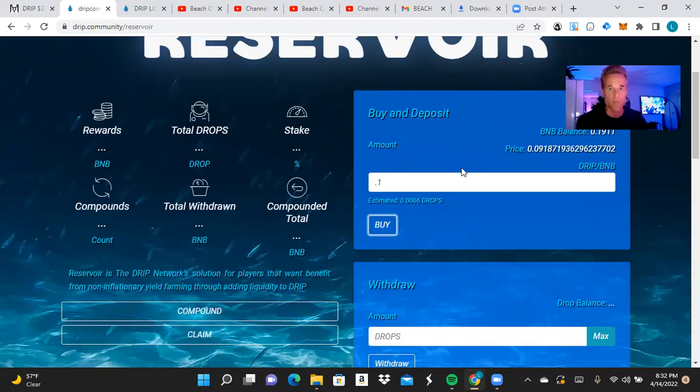If you are in DRIP and you believe in it long term, you may as well take a look at the reservoir, see what it's about, and consider adding some liquidity. You'll then own a stake of the liquidity pool of DRIP, which is going to make us that sleep money, and allow us to leave the 9 to 5. Just have that financial freedom, make money while we sleep, make money from anywhere in the world. That's what this is all about.